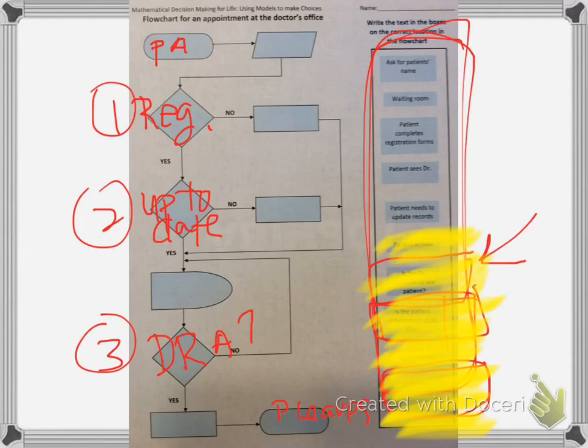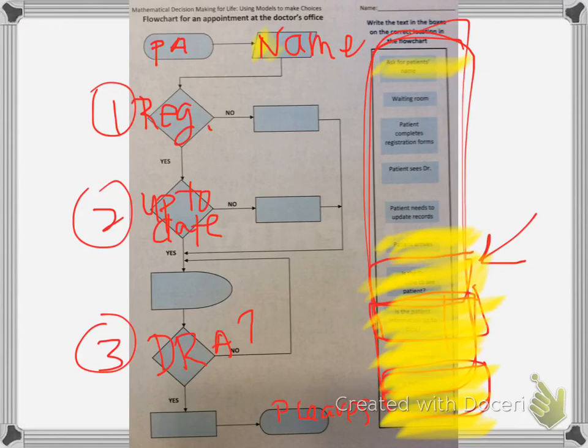So the patient arrives. Let's look and see what's happening next. Are we going to ask for the patient's name, send them to the waiting room, patient completes registration forms, patient sees doctor, patient needs to update records? I think the next thing that's going to happen there is I'm going to ask for the patient's name. So I'm just going to put name in here for that example. I'm going to ask for the patient's name over here.